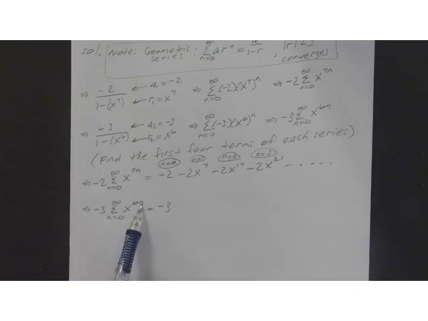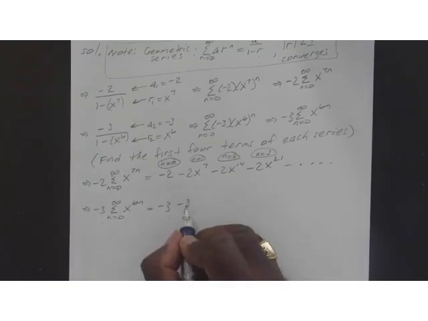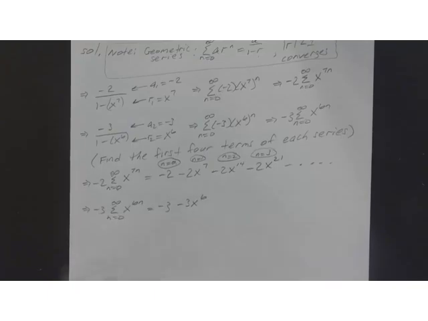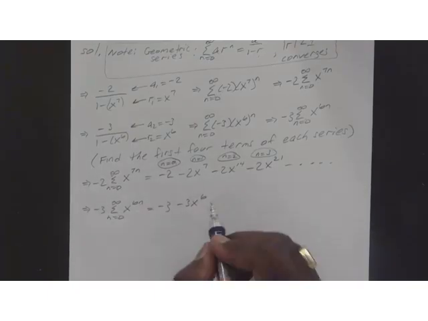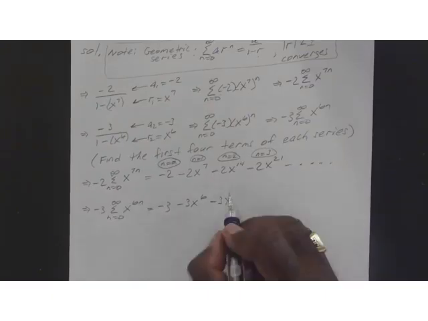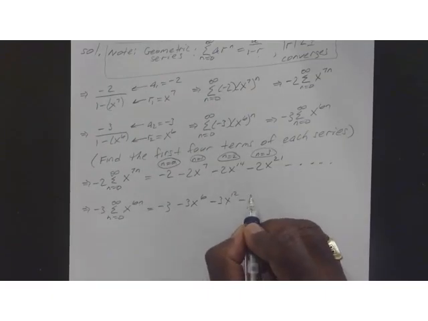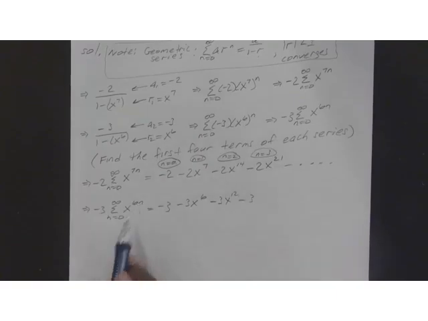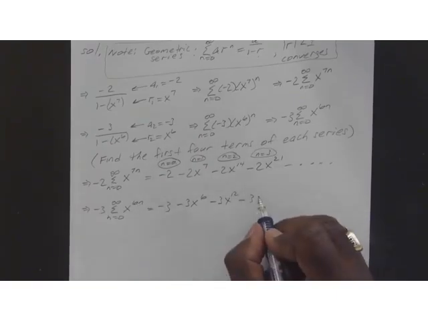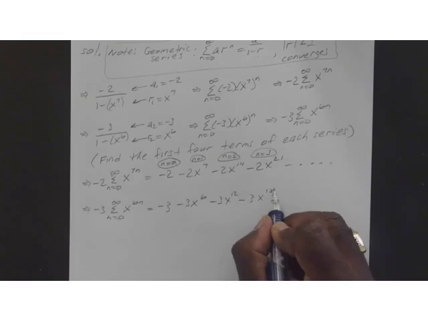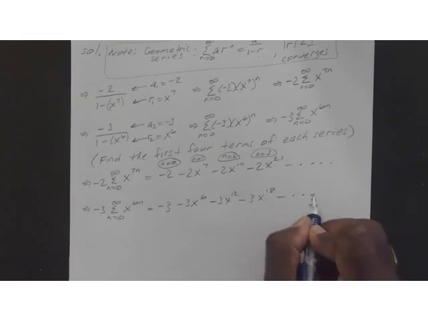When n is equal to 1, we have x to the 6th power times -3, so minus 3x to the 6th power. When n is equal to 2, we have minus 3x to the 6 times 2 power. Minus 3 when n is equal to 3, 6 times 3 is 18, so minus 3 times x to the 18th power. And it keeps on going.